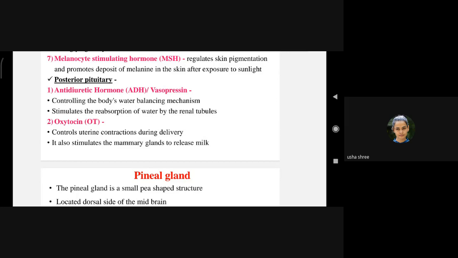Okay. Now, next is oxytocin. Oxytocin controls uterine contraction during delivery, and it also stimulates the mammary glands to release milk. Now, see the difference between prolactin and oxytocin. Both are responsible for the breastfeeding, but prolactin is responsible for the production of milk, but oxytocin is responsible for the release of milk from mammary gland.